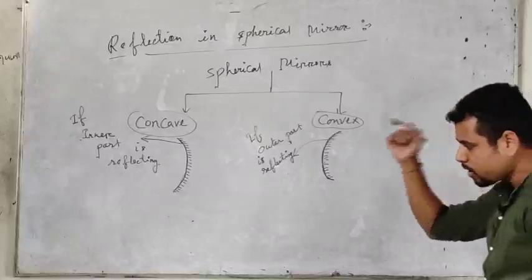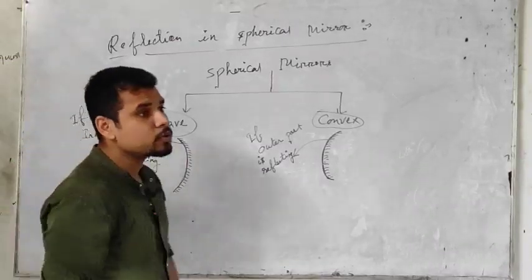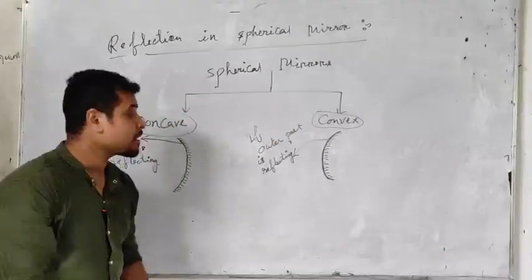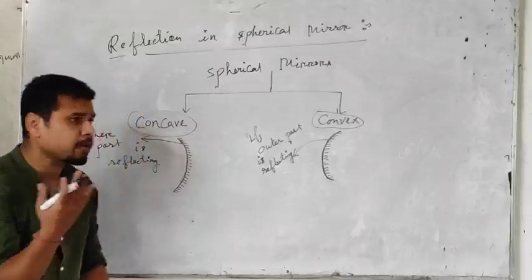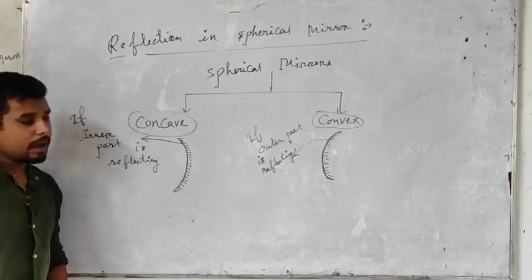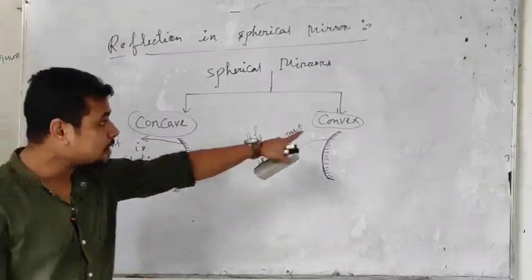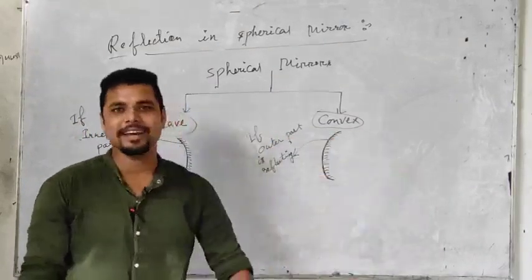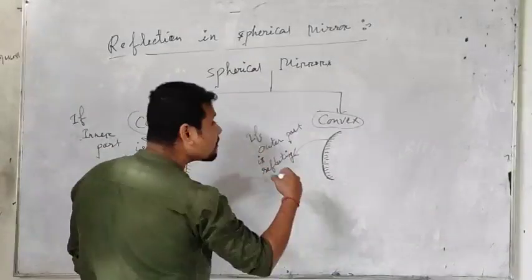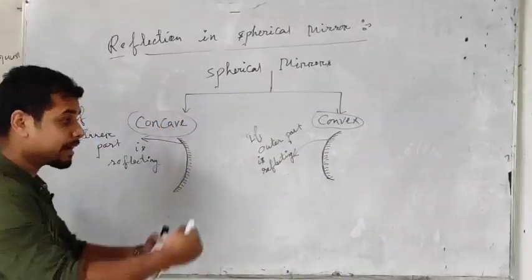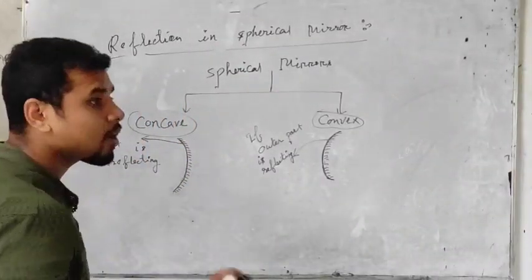So let's see what the uses of concave mirror and convex mirror are. Concave mirrors are used by doctors, for shaving, and for makeup in parlors. The car headlight also uses a concave mirror. A convex mirror is used as the bike's side mirror, where it is written: objects in the mirror are closer than they appear. It is used for a wider view, okay. So these are mainly the uses of concave and convex mirrors.